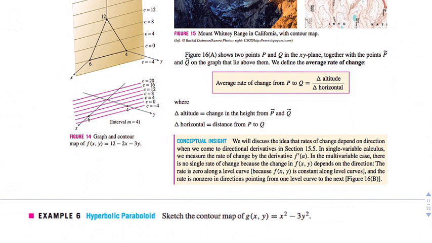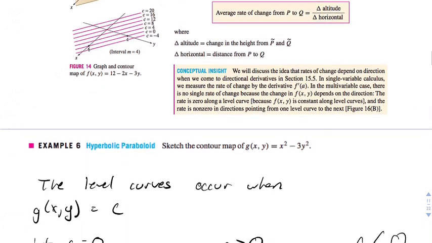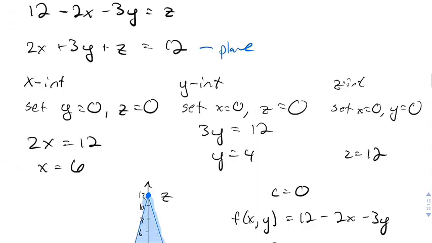We will discuss the idea that rates of change depend on direction when it comes to directional derivatives in 15.5. In single variable calculus, we measure the rate of change by the derivative f prime of a. In the multivariable case, there is no single rate of change because the change in f of x, y depends on the direction. The rate is 0 along a level curve because f of x, y is constant along a level curve. And the rate is non-zero in directions pointing from one level curve to the next. Okay, let's continue.